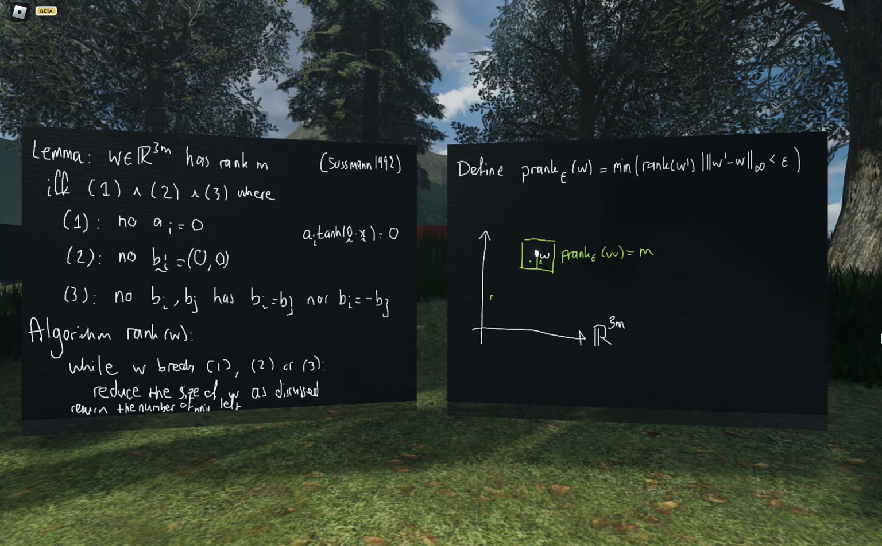But maybe if we consider this other example, in a different color, W prime, and then we consider a neighborhood there, we might catch this axis, and then there's a point with low rank within this neighborhood. That means that the parametric approximate rank of W prime would be less than m. So that's the setup.